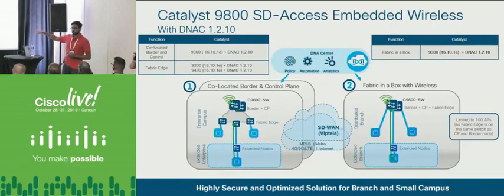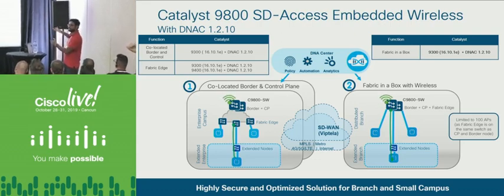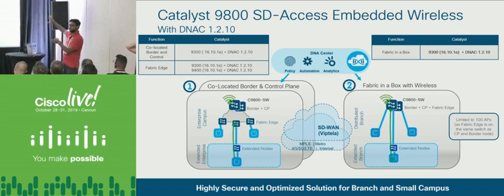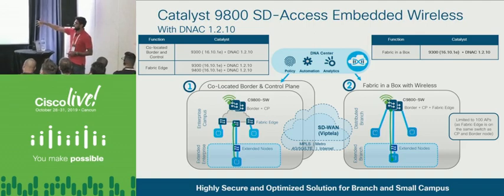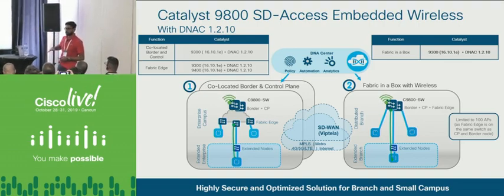So again, a busy slide. Let me just break it down for you. On the left-hand side for the software-defined access network is what you call a campus design. On the right-hand side is what you call a branch design. Imagine that like a FlexConnect deployment. So for a campus design, for a fabric, you would need a co-located border and control plane, followed by a fabric edge where your access points will terminate.